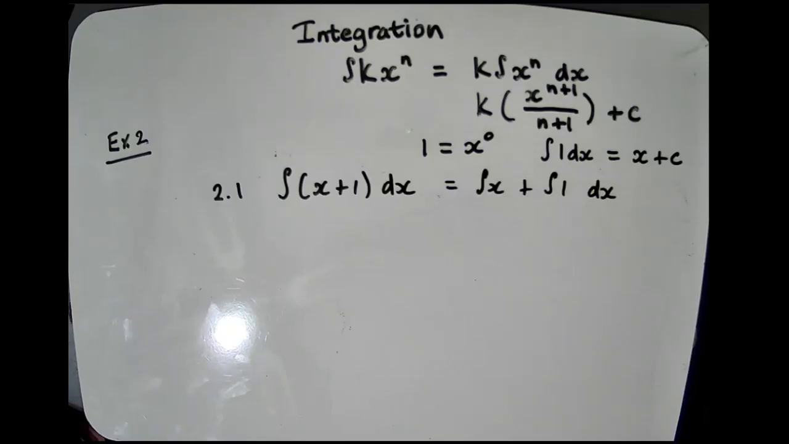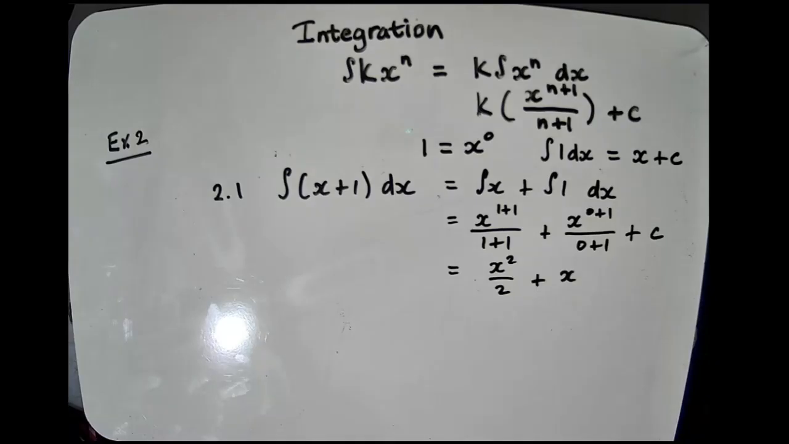Then we're going to apply the same rules as before to each one. And so we're going to add 1 to the exponents and copy it in the denominator. Do the same thing for x. Don't forget that 1 was x to the 0. Add 1 to the exponents and copy it in the denominator plus c. And then simplify. So we're going to get x squared over 2, and then we're going to get just x, because x over 1 is x, plus c. And it's as simple as that.